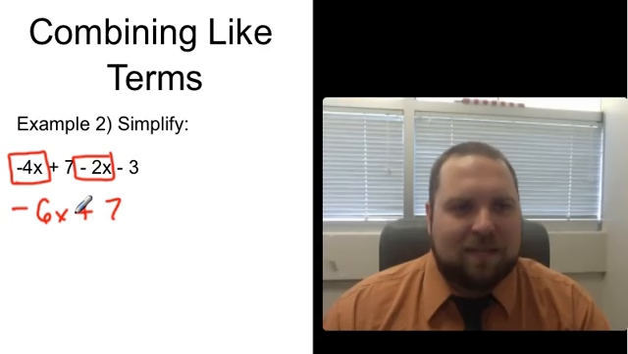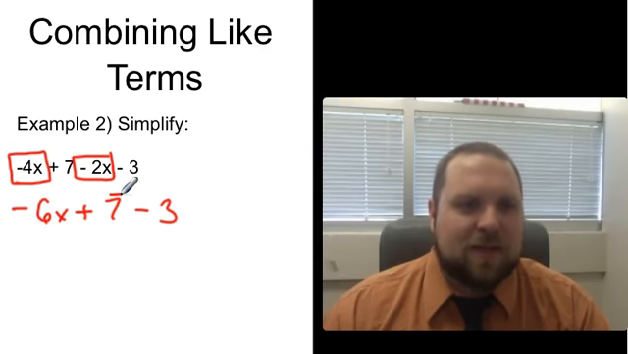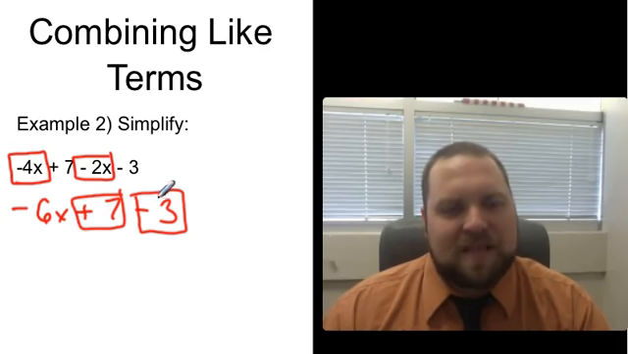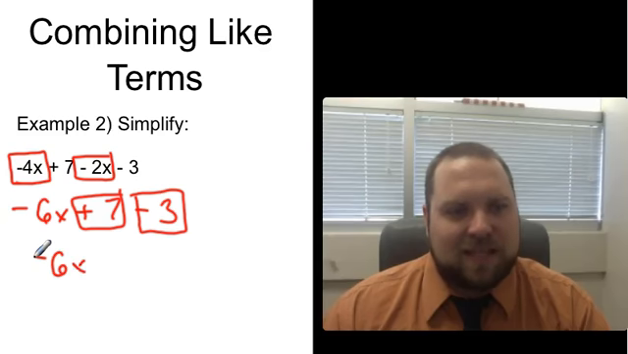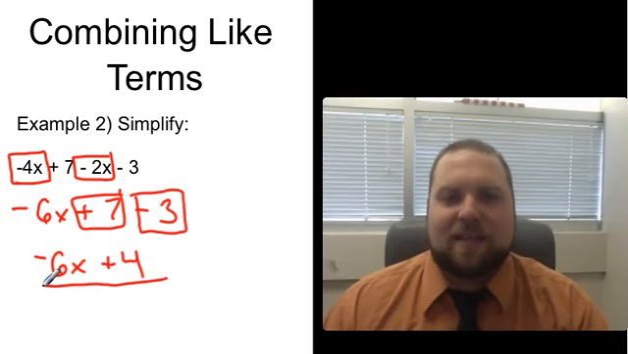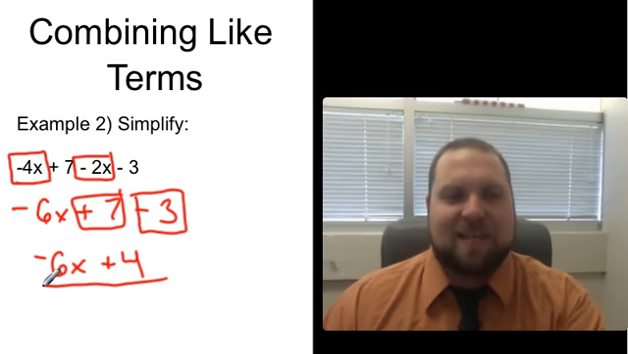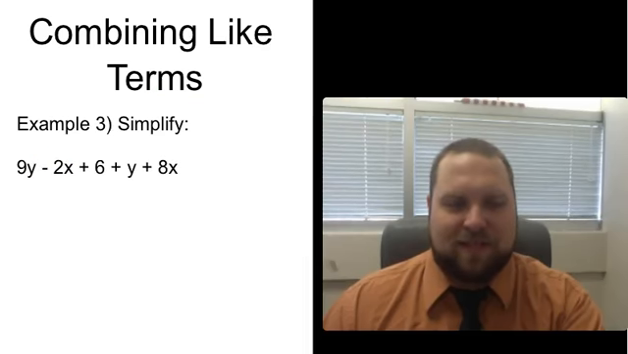Now I can bring down my other terms. There are no more linear terms to combine this with, so I look for the constant terms. I have a positive 7 and a negative 3. So positive 7 minus 3 would be positive 4. So I would say negative 6x plus 4. And now this is simplified. That cannot get more simple. Remember, because it's an expression with a variable in it, I can never ever find what x is. I have to have an equation to be able to find x.